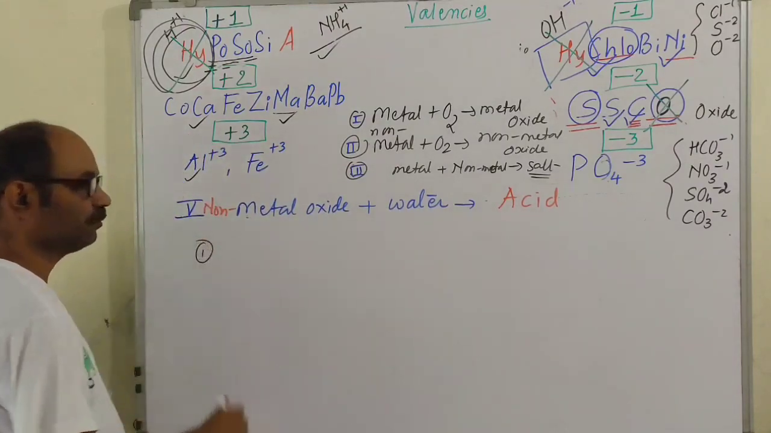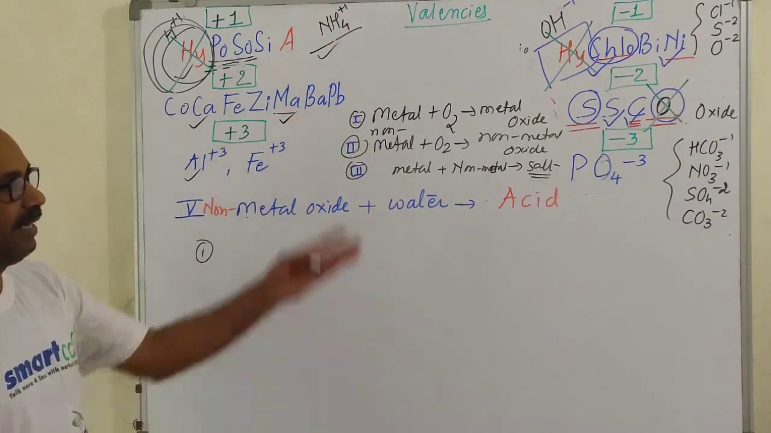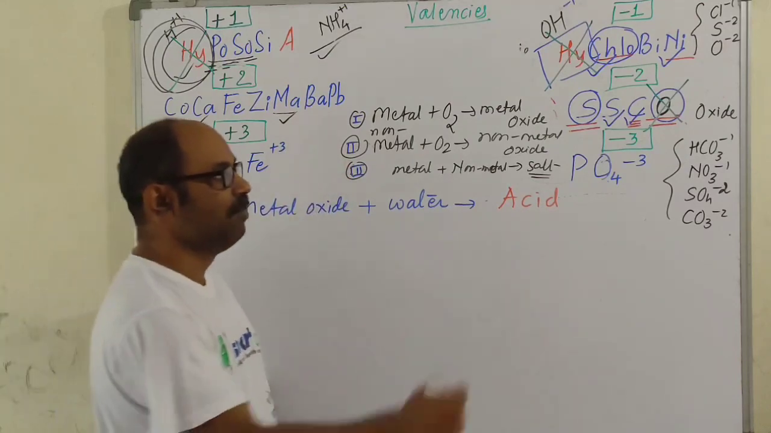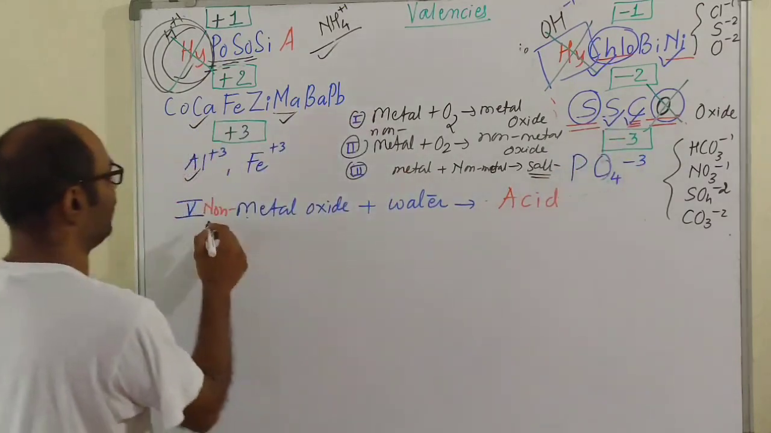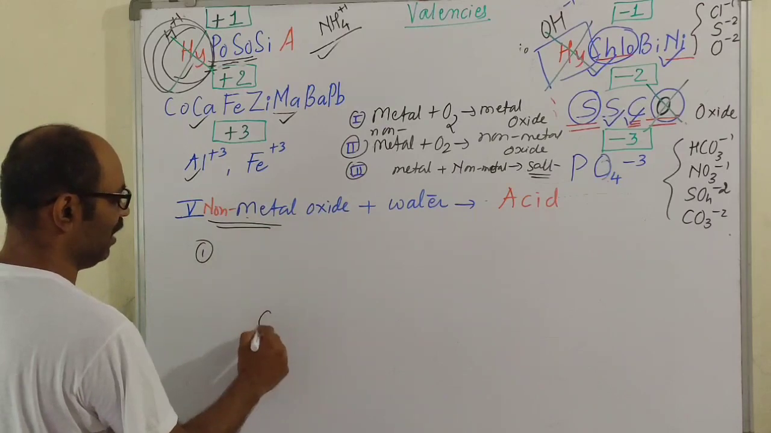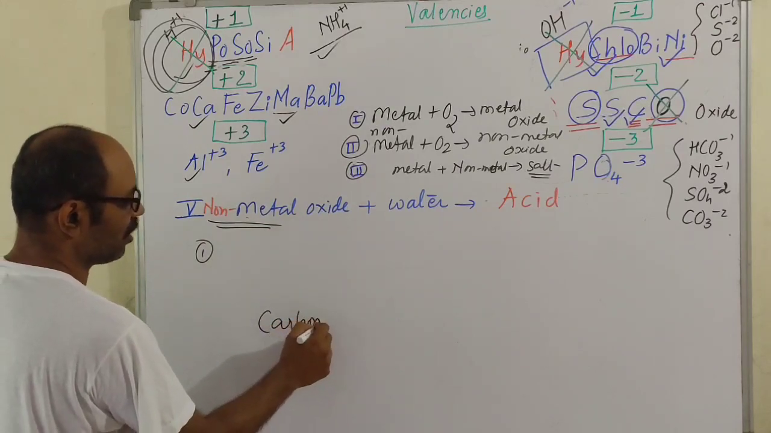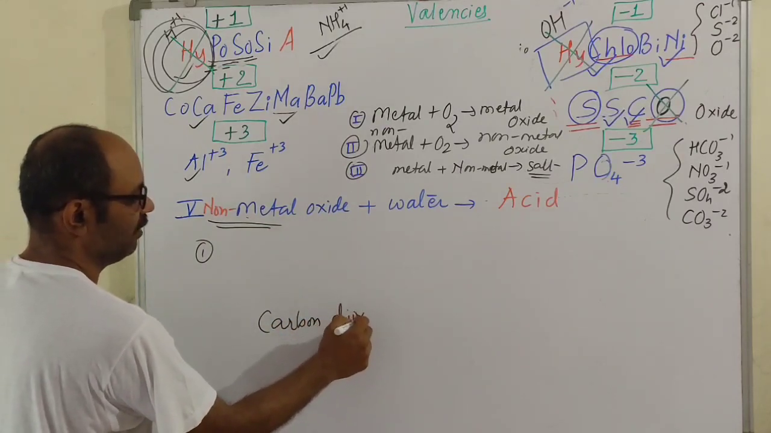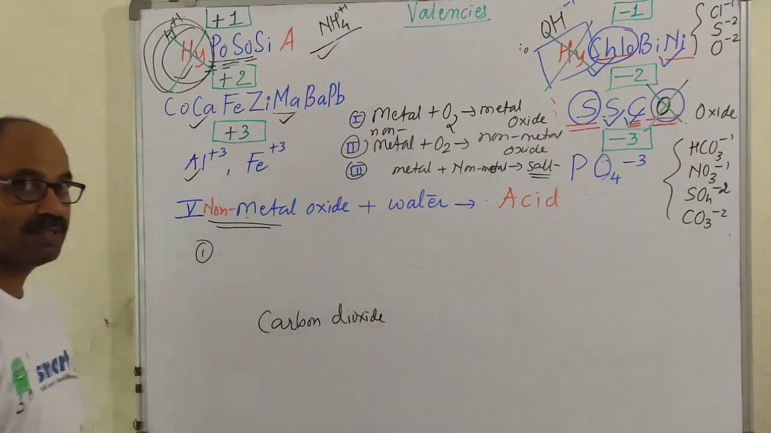First, let's take carbon non-metal oxide. मुझे non-metal oxide चाहिए. Non-metal oxide. पहले मैं ले रहा हूं कार्बन. तो कार्बन डाइऑक्साइड. कार्बन डाइऑक्साइड और कार्बन मोनोऑक्साइड दोनों है.